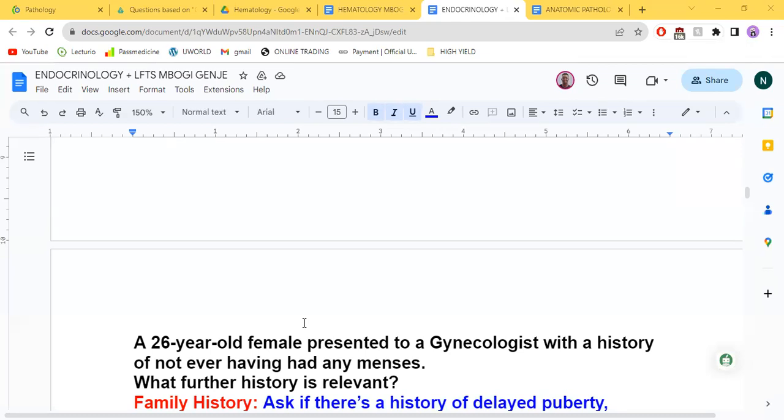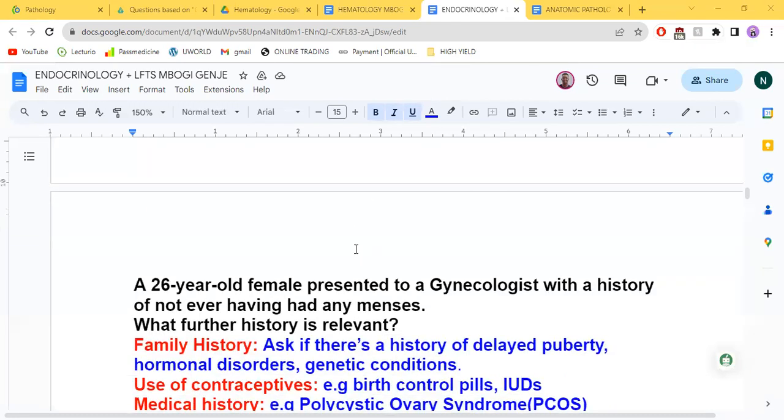Cancer. No, it's not cancer. Turner. Yes. Turner syndrome. 45X. They usually present with primary amenorrhea and very short. They're usually short in stature. Yeah, I'm seeing you got it.